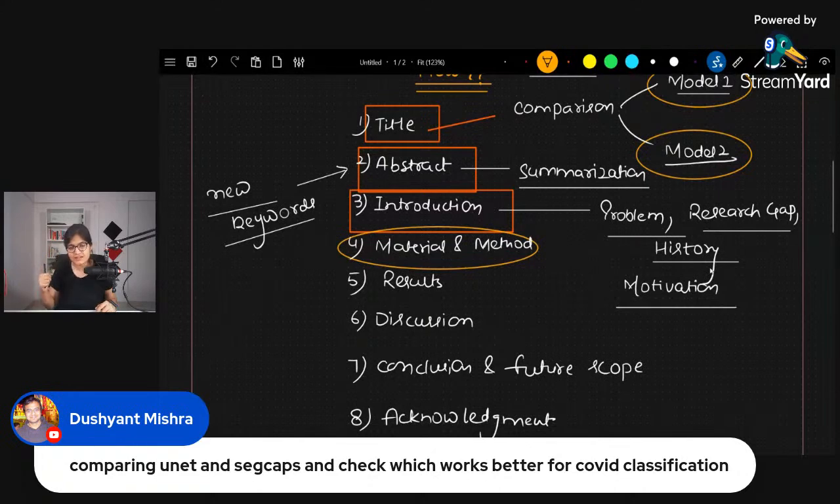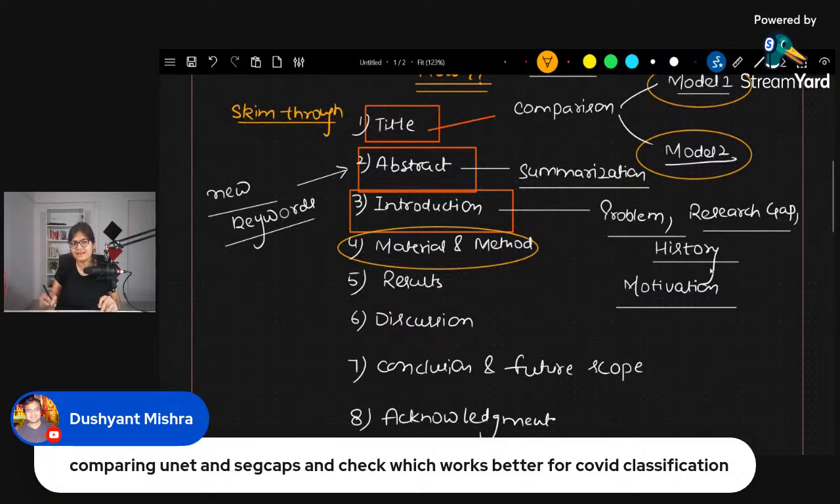In materials and methods, they will tell you from where they have taken the data set, what kind of tools they have used to implement this project, which algorithm they have used. It's okay. We can see it later, right? We don't want to go in very much depth. The key thing is that in a research paper, initially you need to just skim through the paper.